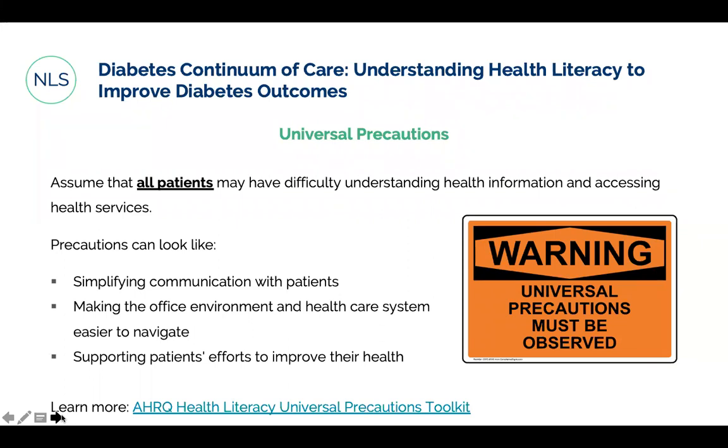If there's too much or too complex health information for a patient to take in or understand, they may feel anxious or overwhelmed, ultimately not supported in their efforts to improve their health. Since we may not have the time or the ability to know what might be impacting a patient's ability to understand complex health information during an appointment, taking a universal precautions approach helps to support as many patients as possible.